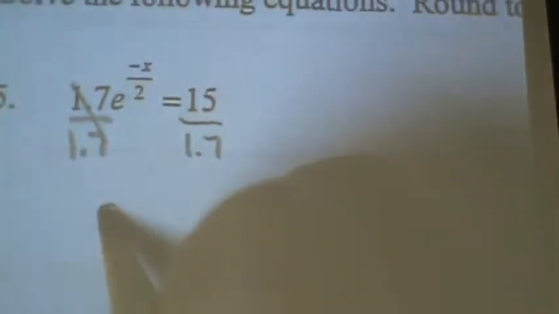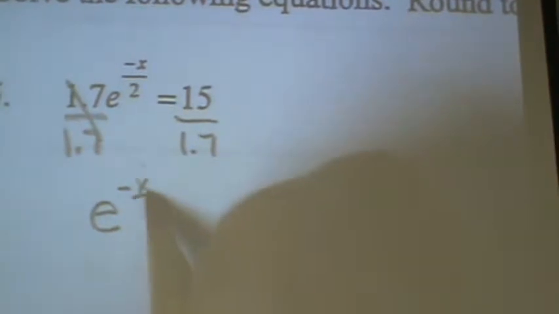Okay? So go back to number 5. What should we do to this problem? Divide by 1.7. Just use your calculator. 8.8. Why does that make sense?